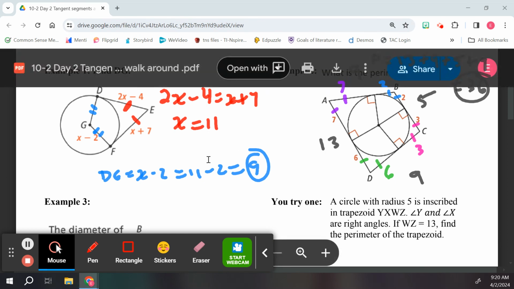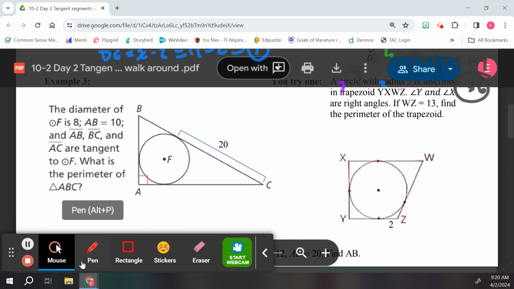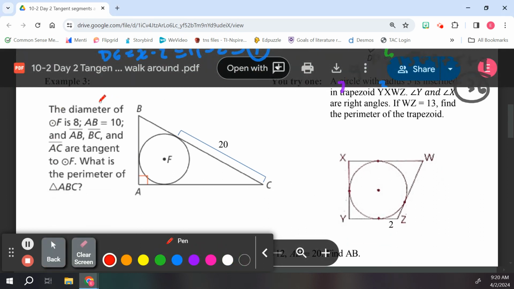Okay, let's move on to example 3. Now, this is telling me that the diameter of circle F is 8, which means that I have a radius equal to 4 here. That's going to be important in a minute. They're saying AB is 10, and AB, BC, and AC are tangent. So we have this point of tangency that creates these right angles. What is the perimeter of triangle ABC?